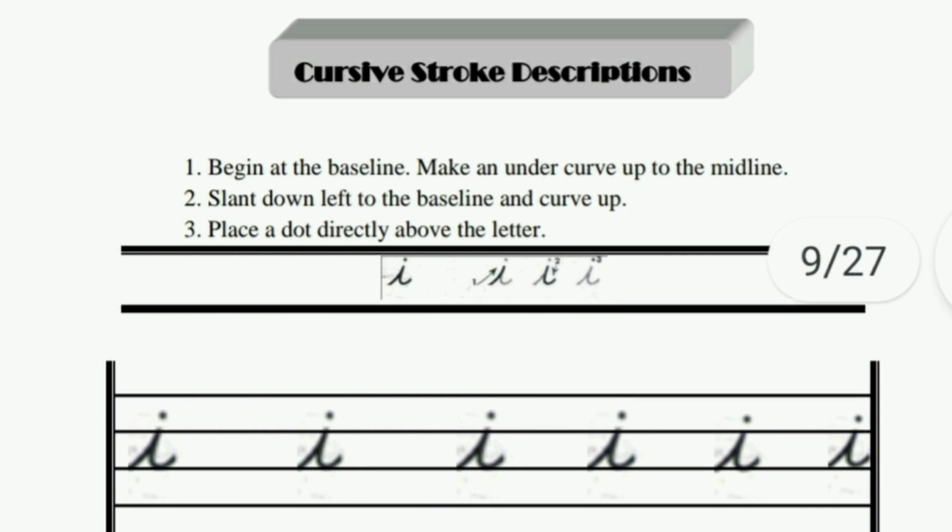Begin at the baseline. Make an undercurve up to the midline. Slant down left to the baseline and curve up. Place a dot directly above the letter.